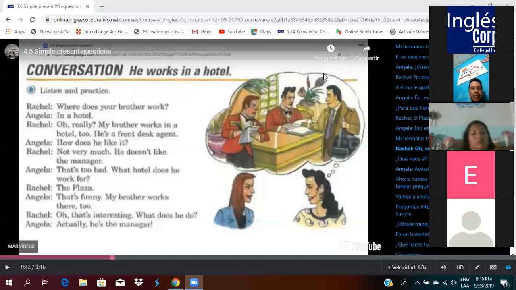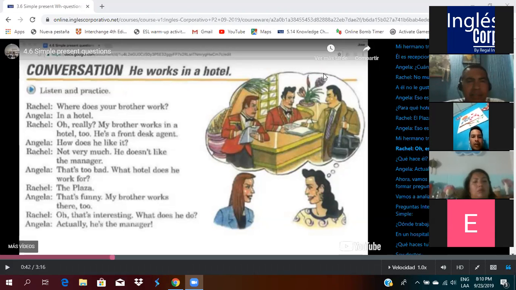Okay. Does anybody have any questions at this moment about this topic? Does anybody have any questions about the pronunciation or the vocabulary? Yes. La palabra desk agent, ¿cómo se podría? ¿Cuál palabra, perdón? Desk agent, le dice.